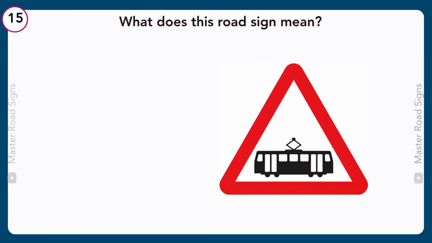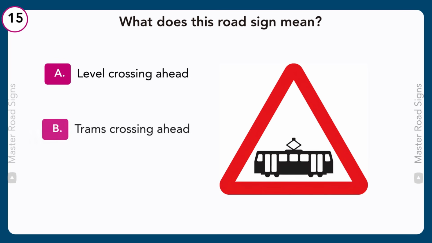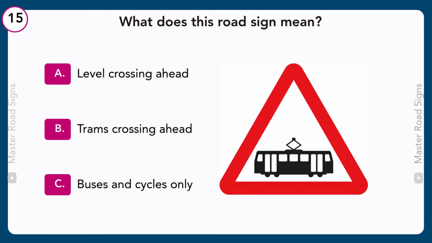What does this road sign mean? Option A, level crossing ahead. Option B, trams crossing ahead. Option C, buses and cycles only.